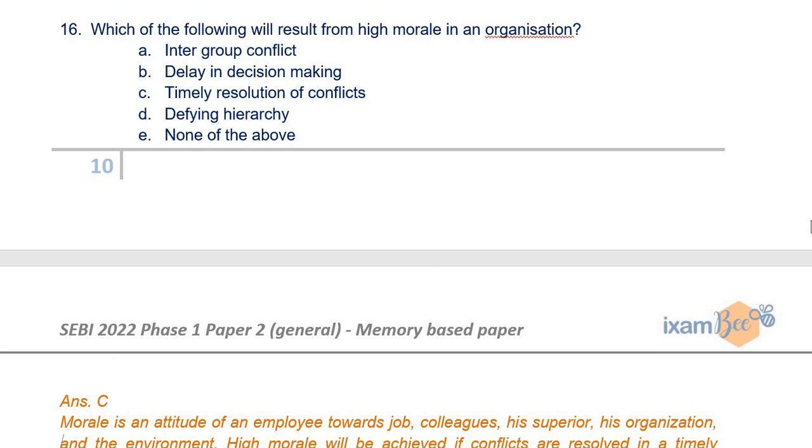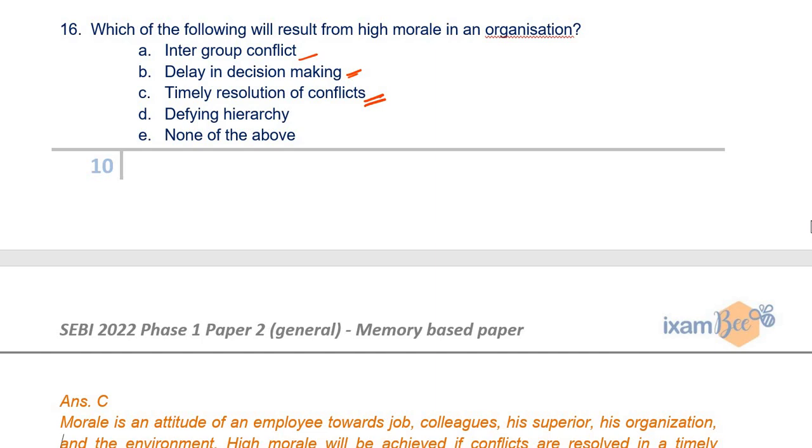If we look at intergroup conflict, it cannot give you high morale, right? High morale is when you have a good feeling about the organization, about the working conditions, about the environment. So if there is intergroup conflict, you will not feel good, right? So it will not lead to high morale. Delay in decision making will again reduce morale. It will not help you increase it.